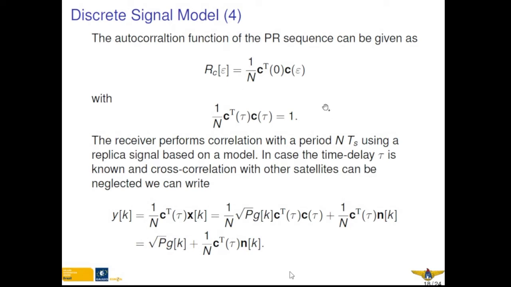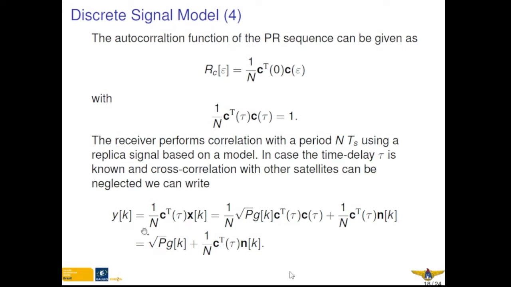And the receiver performs correlation with a period of N times Ts, so Td, using a replica signal based again on a model. And we will assume again that the model is exactly replicating the signal received. So in case the time delay is known and the correlation with other satellites can be neglected, as we have seen, this is implementing the multiple access, so the CDMA scheme.